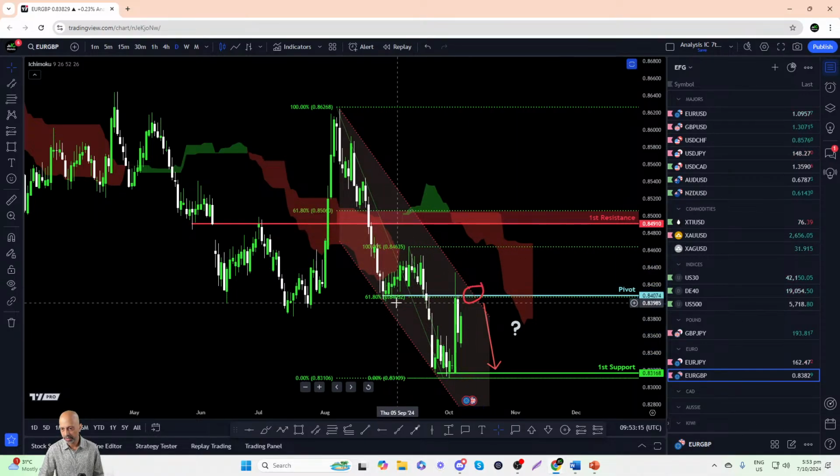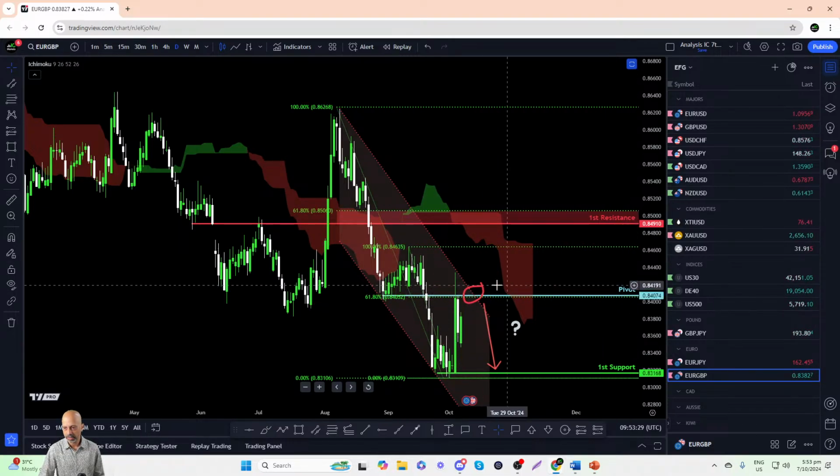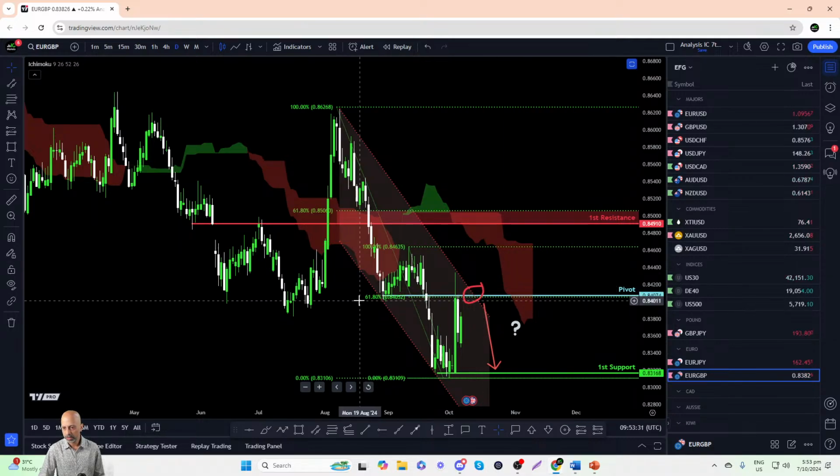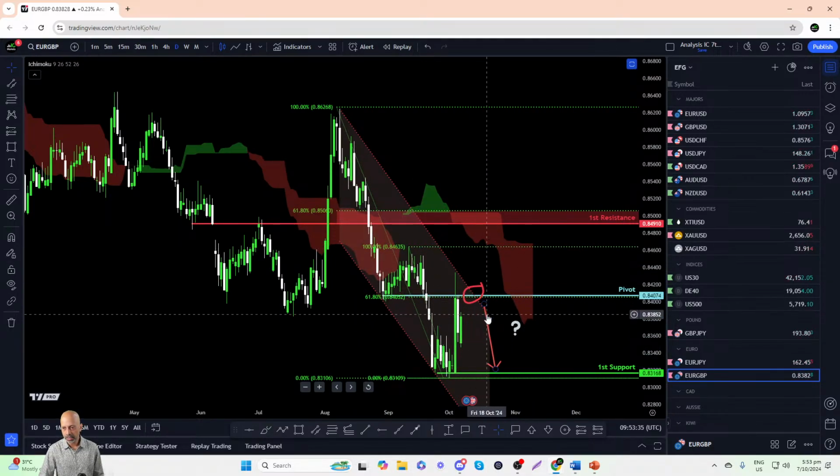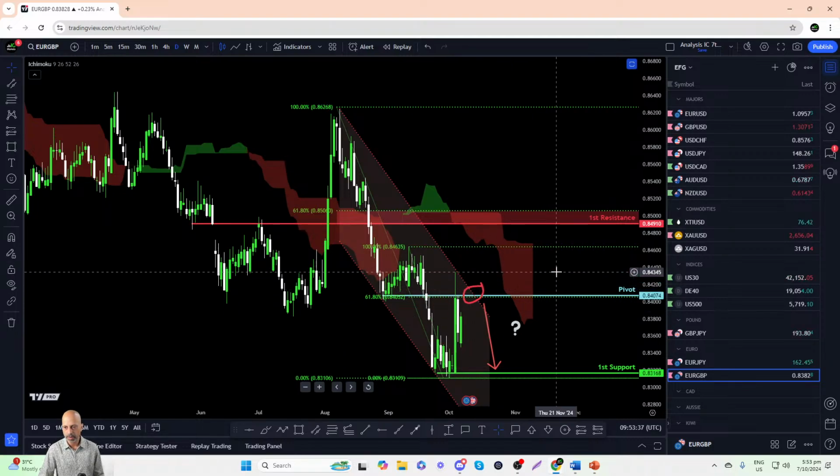So take note, this pivot is actually an overlap resistance. Previously, the pivot at 84.07 functioned as support at the end of August, and then last Thursday and Friday, it functioned as strong resistance, thus creating an overlap resistance. So the pivot is actually an overlap resistance, which is accompanied by a Fibonacci retracement at 61.8%. So we have several elements that highlight a very strong resistance barrier, right?